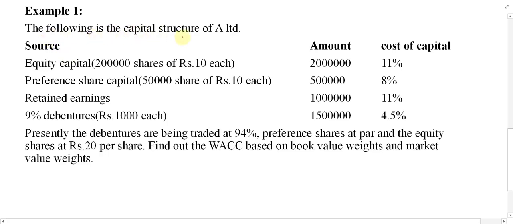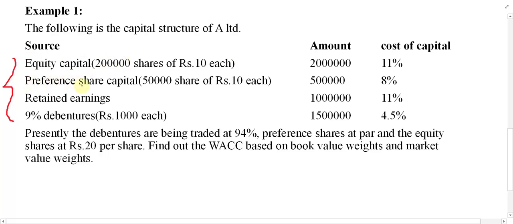It is mentioned the following is the capital structure of A Limited. This is a capital structure. These are the source of funds. Equity is the first source of fund. How much is provided by equity? 2 million is provided by equity. And the cost of equity is equal to 11%. How is this 2 million, or 20 lakh, provided? For this purpose, 200 shares are issued at the price of 10 each. That is the first source of capital.